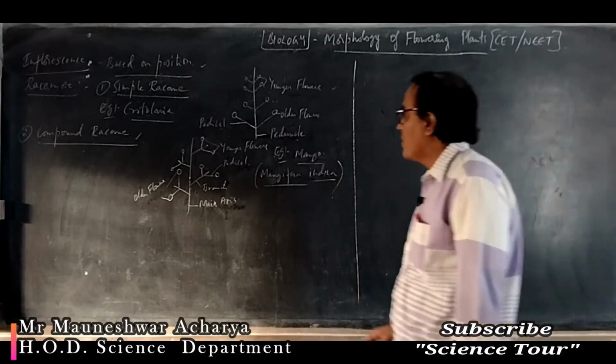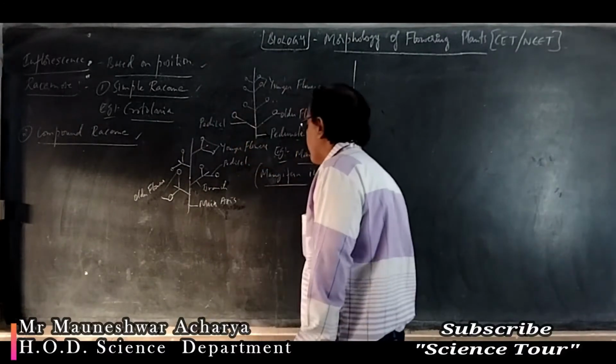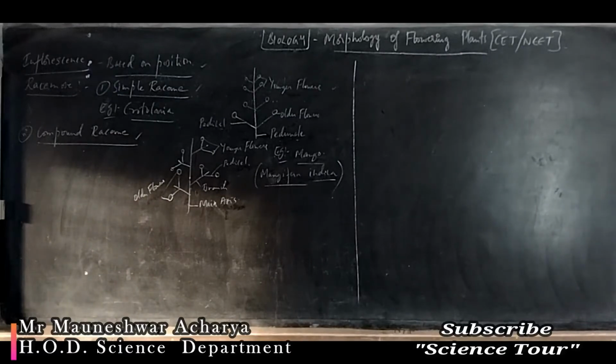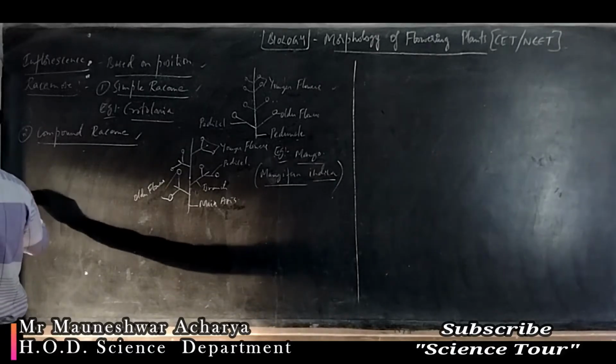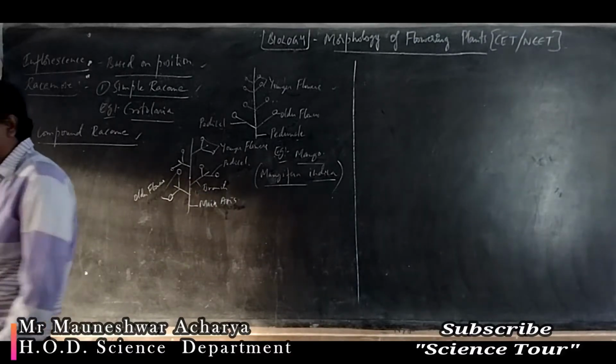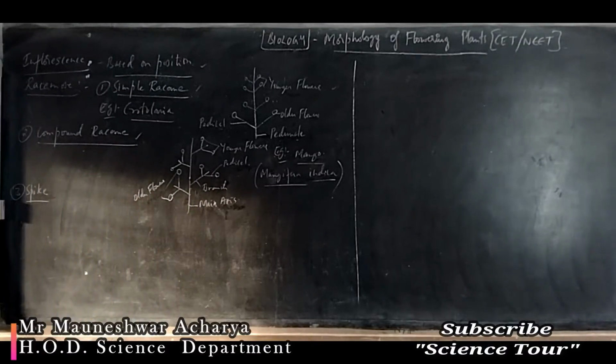So, two types we have studied. One is the simple raceme, another one is the compound raceme. So, further we will continue. Spike. Next type is the spike. You might have seen spiky hairs, correct? The inflorescence is like that only.